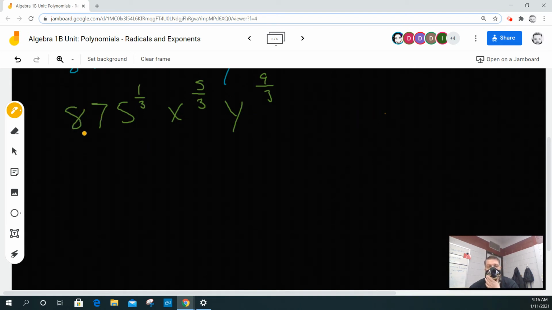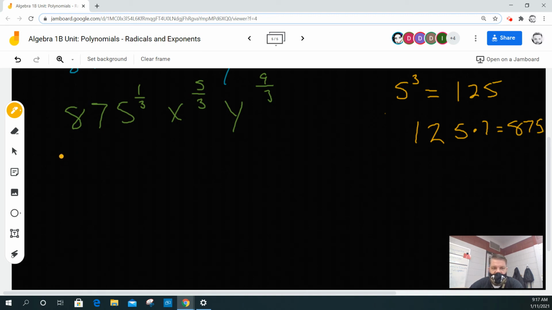This 875 is a big number. I don't think there's a number that goes into 875. But since I'm going to take the third power, what I need to keep in mind is that 5 to the third power is 125, and you haven't memorized this yet. And 125 times 7 equals 875.